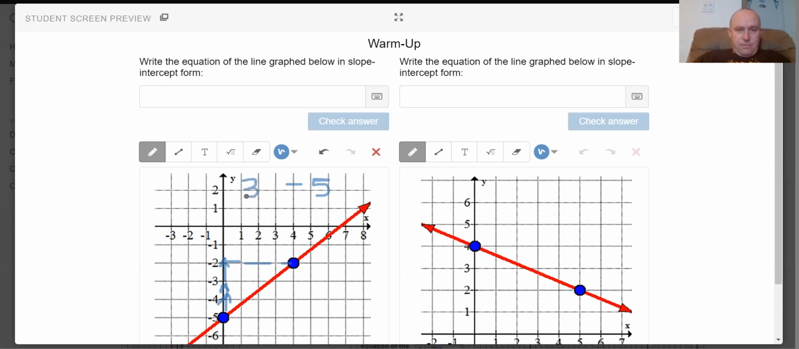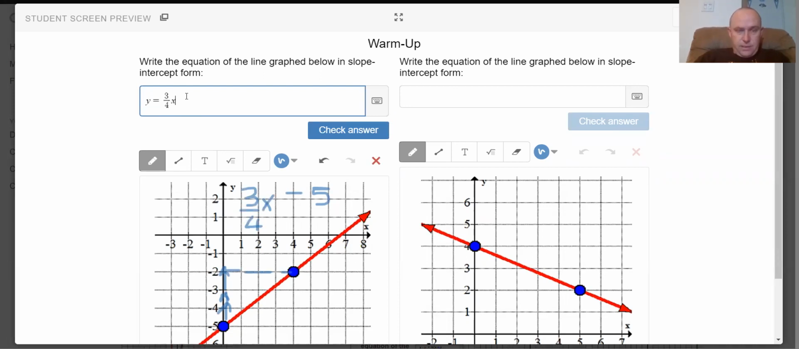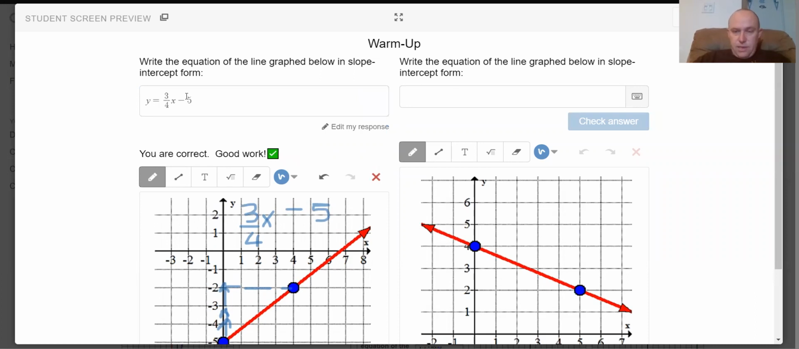So as I went up, that's +3. The right would be 4. This is my rise over run. And therefore this would be my equation, y = 3/4x - 5. And then we can check our answer and that's all looking good.